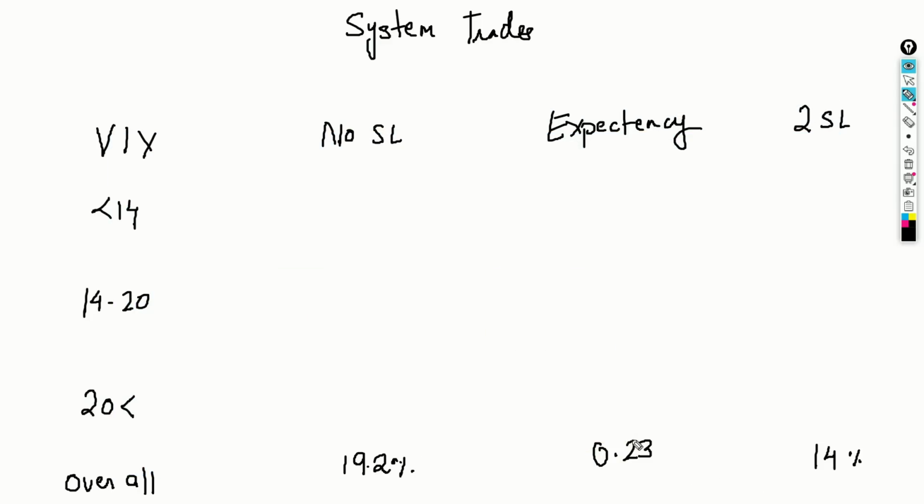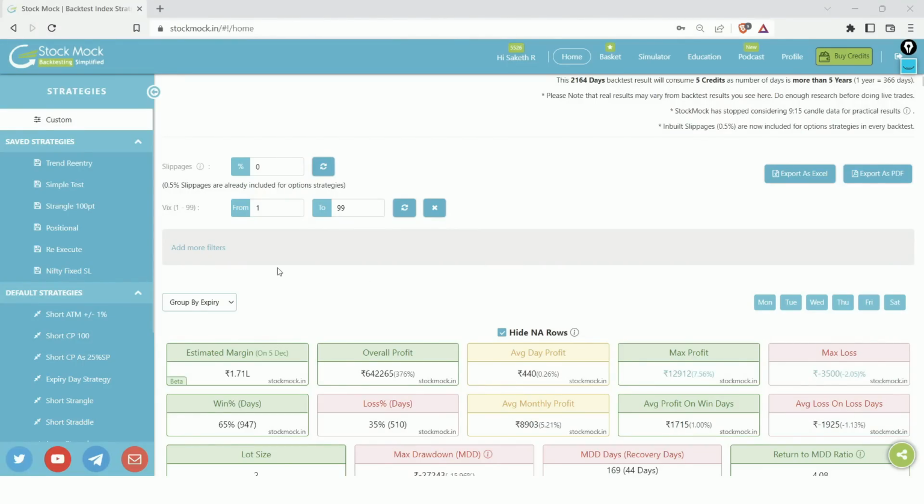So when we actually look at it, 19.2% of the days we are for sure making a profit because no stop loss is triggered, and 14% of the days we are for sure making a loss because two stop losses are triggered, and the expectancy of this strategy is 0.23. One good thing about StockMark is that it comes with a VIX filter. So here we are going to filter the days when VIX was between 1 and 14.